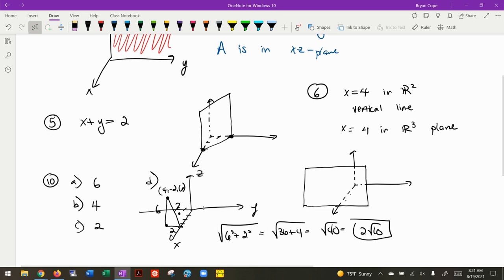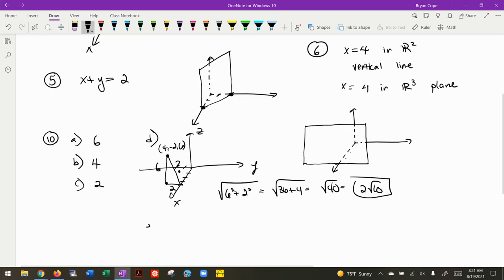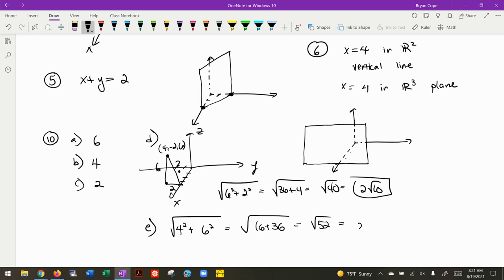So that's going to be similar work for all the rest, right? Notice what we did there to find the distance to the x-axis. We actually used the z and y coordinates. So that's going to be similar for E and F. For E, if we want to find the distance to the y-axis, we're going to use the x and z coordinates. So we'll take 4 squared plus 6 squared. That's root 16 plus 36, which gives us root 52, which is 2 root 13.